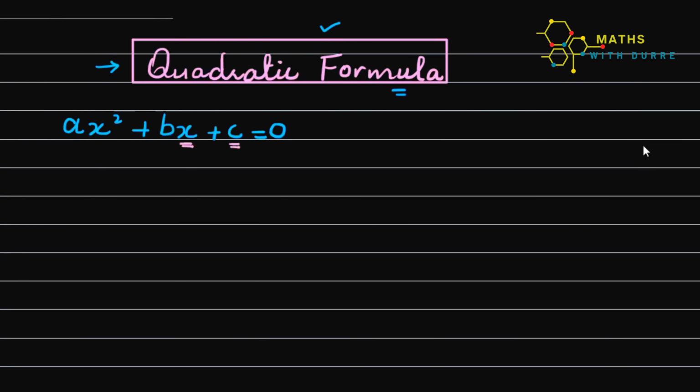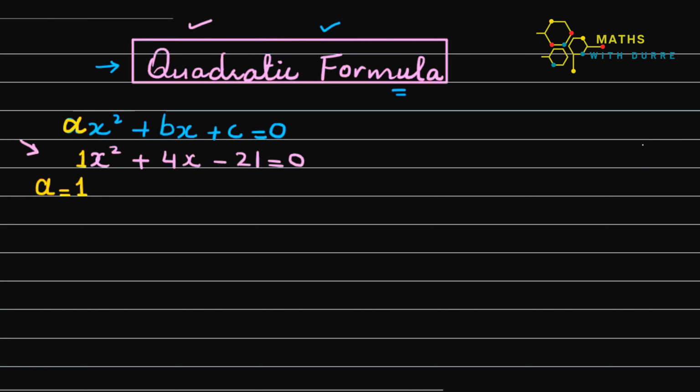Let me write the example: x² + 4x − 21 = 0. So we have to solve this quadratic equation by using the quadratic formula. What is the formula? I will explain later. But first of all, we will identify the coefficient of x squared. The coefficient of x squared is a, and here it is 1. So we can say a is 1.